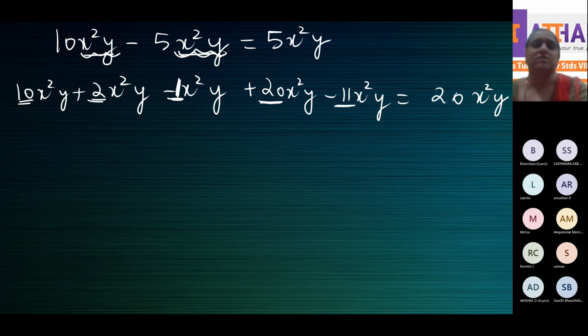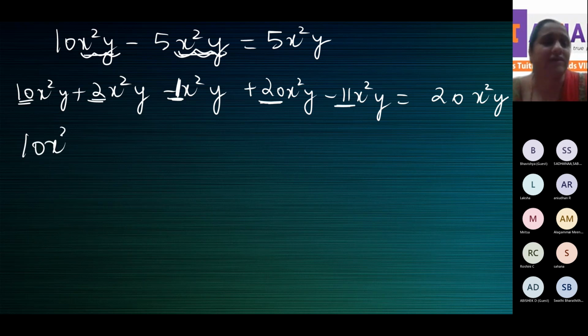So 20x square y. When they are like terms, you will write that algebraic factor as it is. x square y is the algebraic factor. What will you simplify? You will only simplify the numerical coefficients: 10 plus 2 minus 1 plus 20 minus 11. You must simplify that and write that as the coefficient of x square y. So 20x square y is the answer. However many x square y terms you have, the result will have only one x square y, and then whatever is the value of the coefficients after simplifying. So here it is 20x square y.